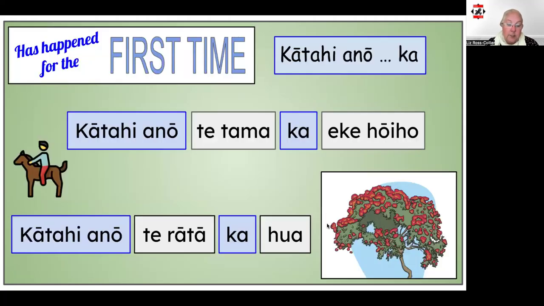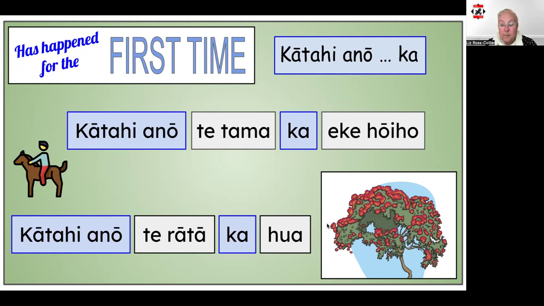The second way to use Kātahi Anō Ka is to say something has happened for the first time. The sentence structure doesn't change, but the meaning of the sentence in English really depends on the context or the situation. Let's look at the first example. Kātahi anō te tama ka eke hoiho. The boy rode a horse for the first time.